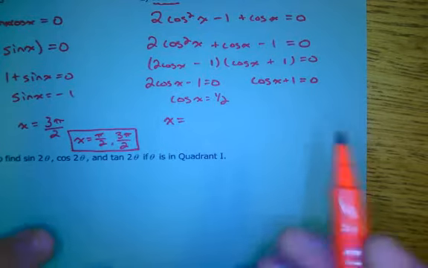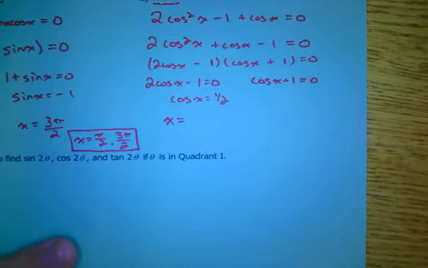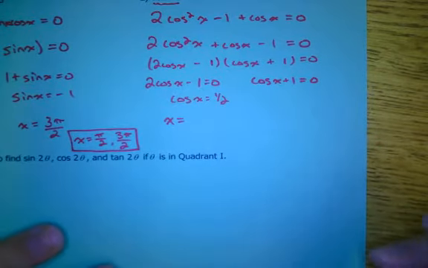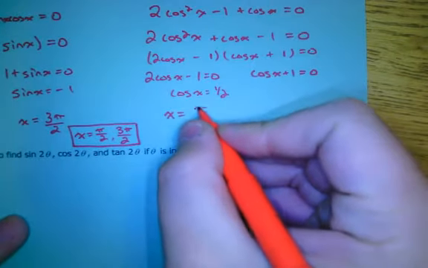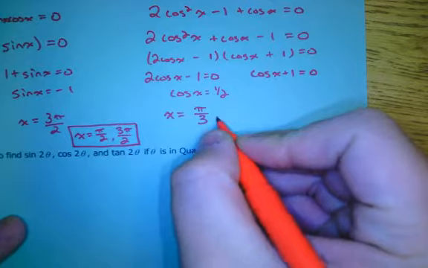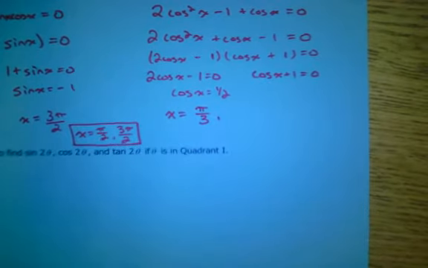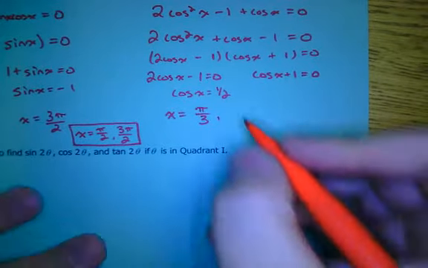Wait, let me think. You have a question? All right, that's a good question. Oh, hold on. Pi over 3. All right, so I didn't move you to that side. Pi over 3. 5 pi over 3.